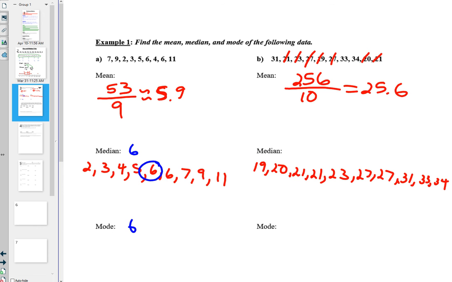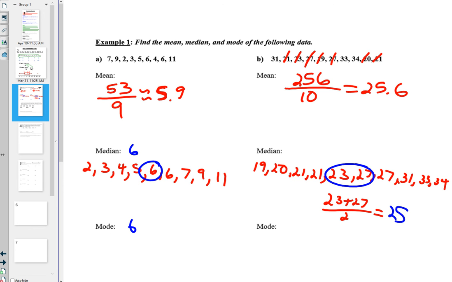What do you have to do to find median when there's an even amount? The middle. Get the 2 in the middle, add them, and divide by 2. You're basically taking the average of the middle. So here the 2 in the middle are 23 and 27. So 23 plus 27 divided by 2 is 25. The median here is 25.